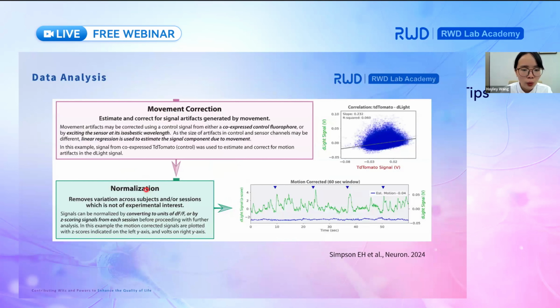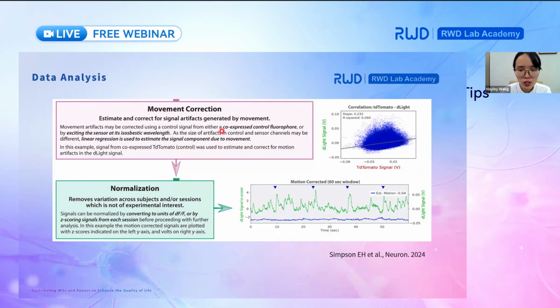When animals move freely, the change in light transmission may be caused by activities such as movement, turning or jumping, or the wire, generating motion noise. There are usually two ways to correct the motion noise. The first one is to co-express the indicator with a control fluorescence group, for example, red fluorescent protein. The second is to detect the isosbestic point signal of the indicator.